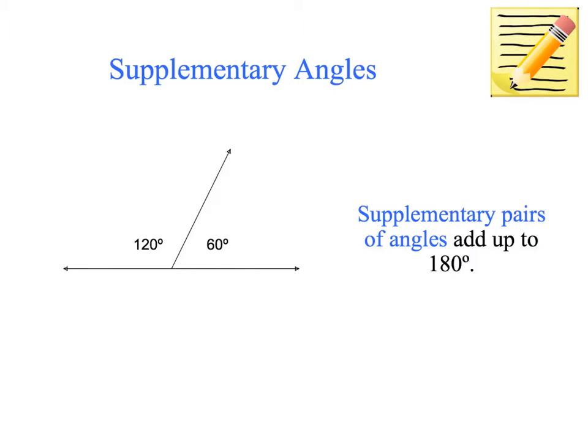Alright, now supplementary angles, they add up to 180 degrees. So that is what makes it supplementary. We've got one angle here, another angle here, and together 120 and 60, that adds up to 180 degrees, so they are supplementary. Now these are also adjacent because they share a vertex and an arm as well.